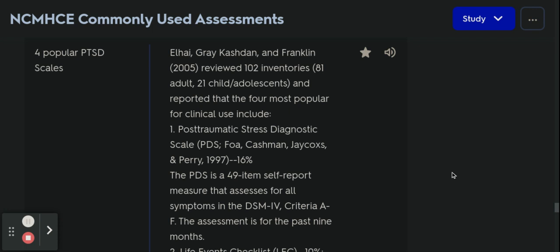Four popular post-traumatic stress disorder scales: 102 inventories, 81 adult and 21 child and adolescent, were reviewed, and it was reported that the four most popular for clinical use include: 1. Post-traumatic Stress Diagnostic Scale, PDS. The PDS is a 49-item self-report measure that assesses for all symptoms of DSM-IV criteria A through F. The assessment is for the past month.